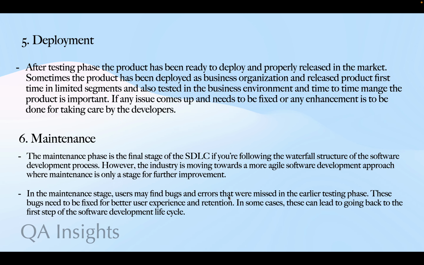However, most of the industry is moving towards the agile methodology in the software development life cycle, where maintenance is only a stage for further improvement. Currently, most companies are using the agile methodology. In the maintenance stage, users may find a bug or error that was missed in the earlier testing phase. These bugs need to be fixed for a better user experience and redundancy. In some cases, this can lead to going back to the first stage of the software development life cycle.